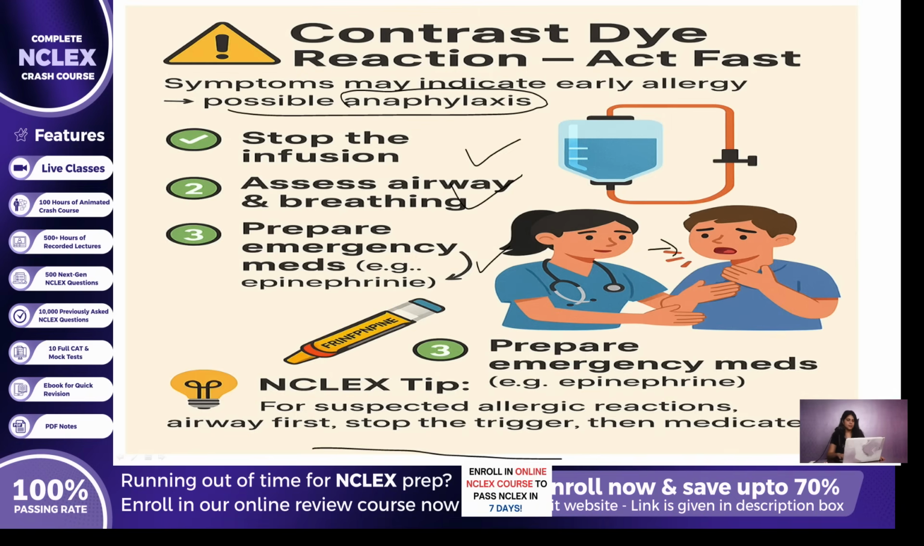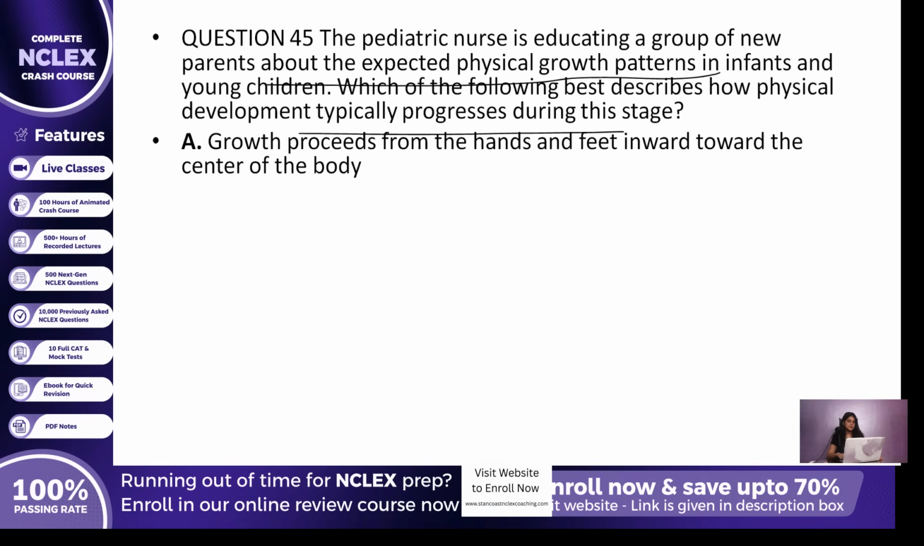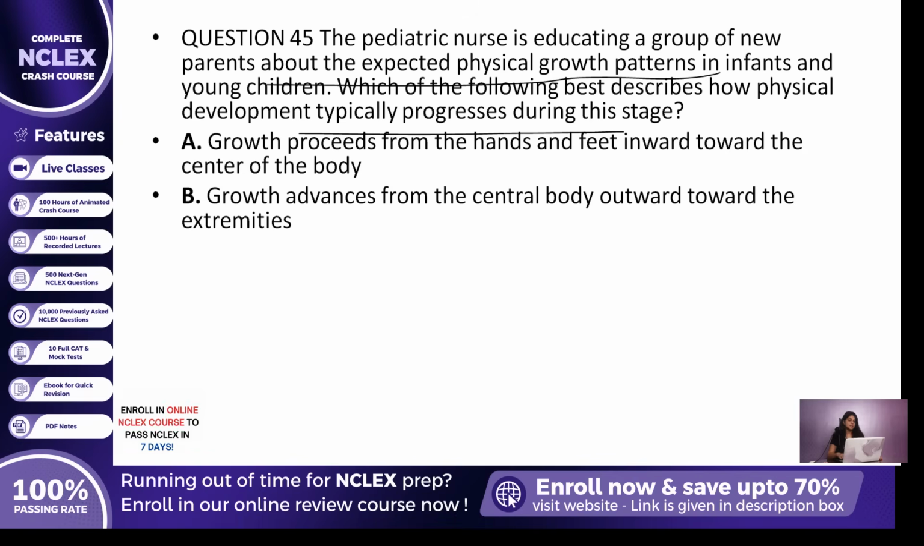Question 45. Let us now explore how physical development typically unfolds in infants and young children. The nurse asks which pattern best describes this progression. The options are Option A, growth proceeds from the hands and feet inward toward the center of the body. Option B, growth advances from the central body outward toward the extremities.